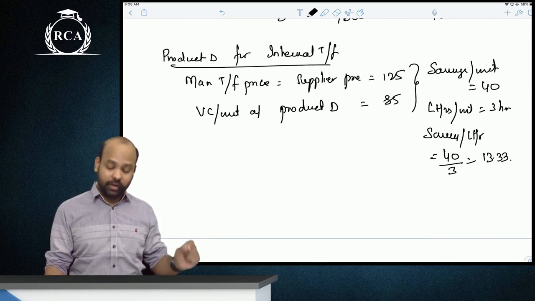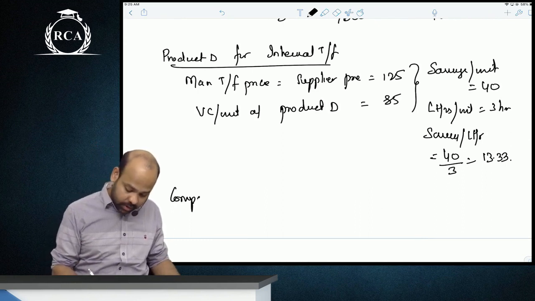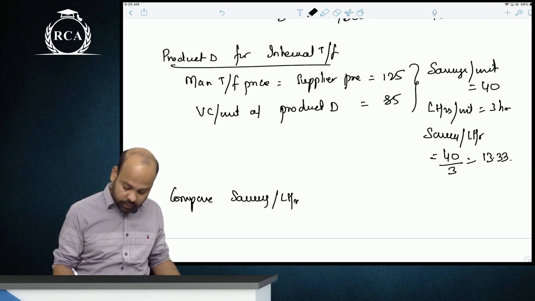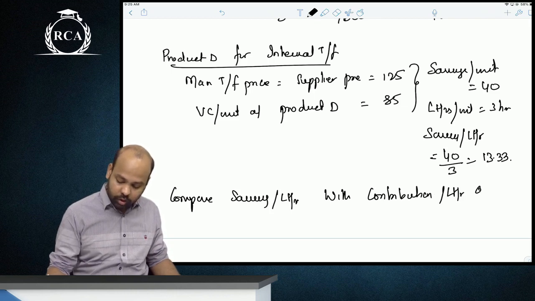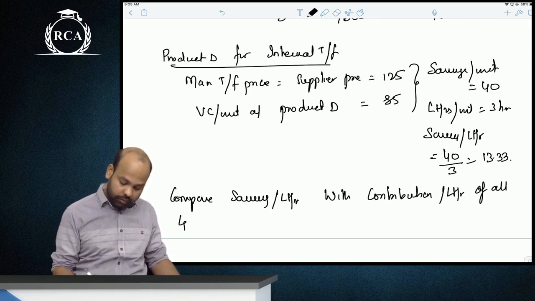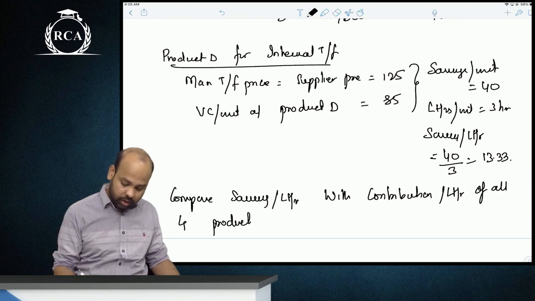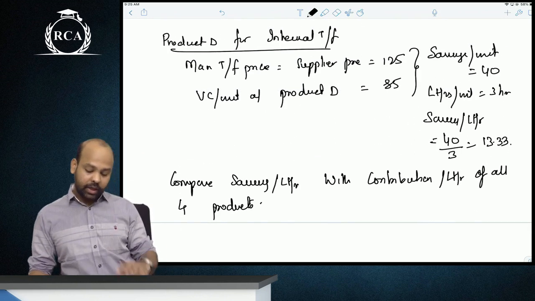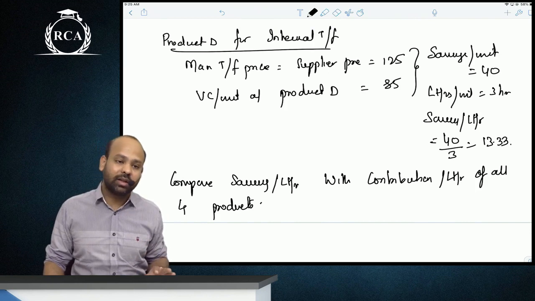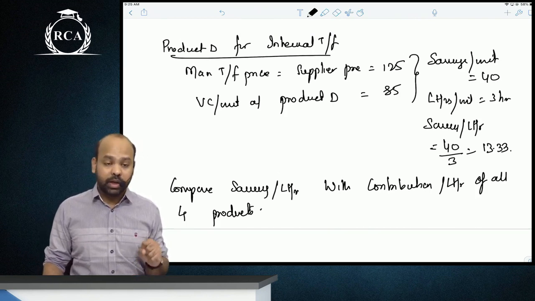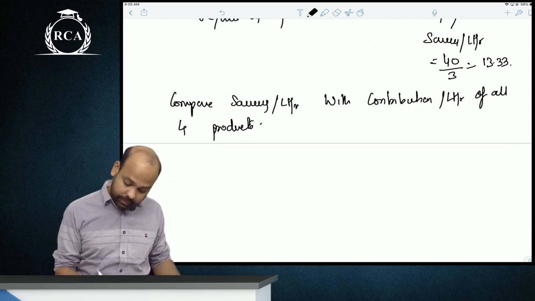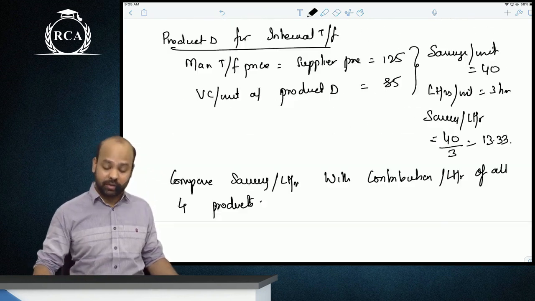If you compare this, compare savings per labor hour with contribution per labor hour of all four products, will it be beneficial or not? See guys, in case you have spare capacity, there is nothing like it. But in case you do not have spare capacity, say product A and product B, both of them are resulting in lower contribution.